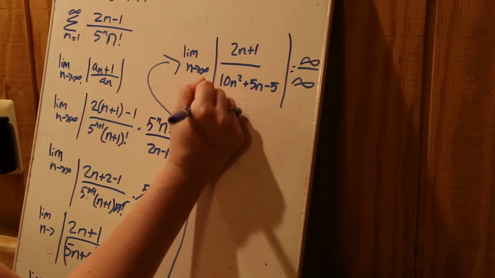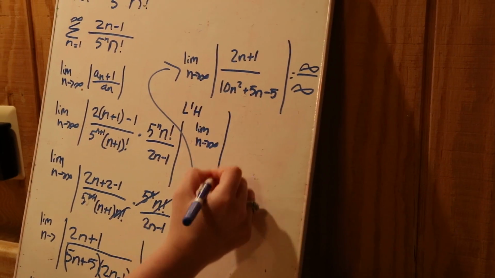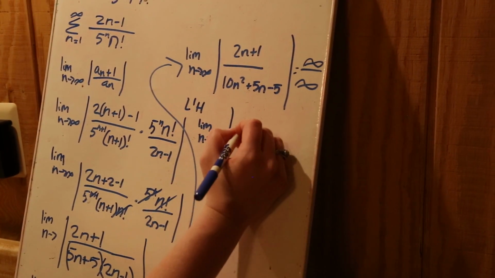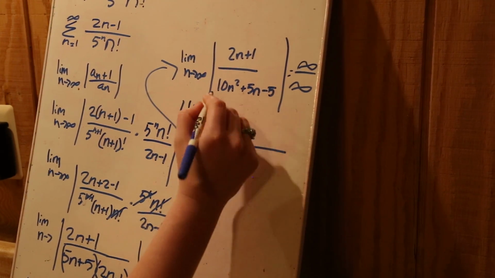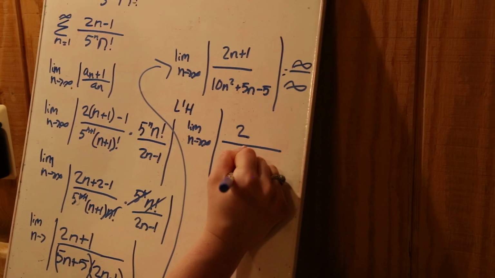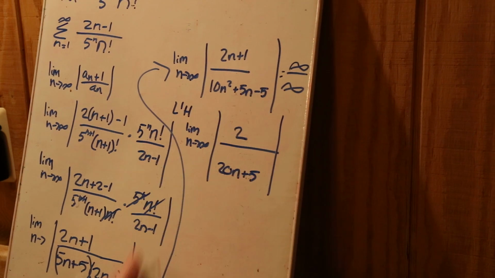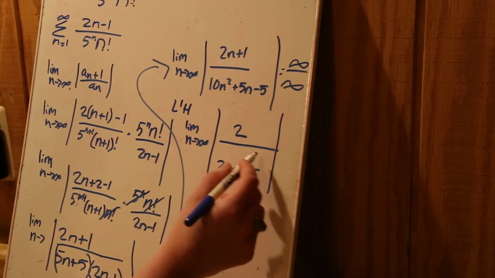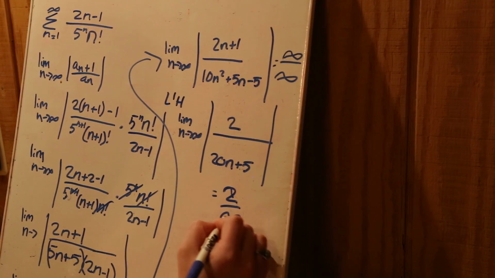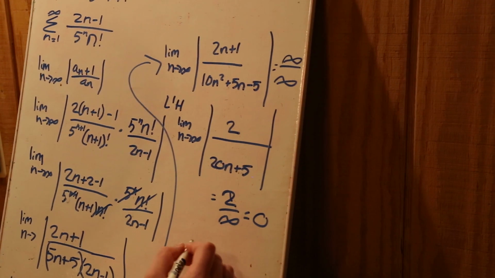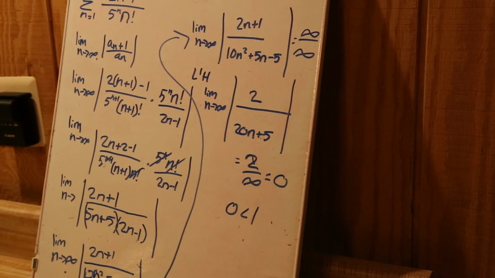So L'Hopital's, take the limit as n approaches infinity, the absolute value, and take the derivative of 2n + 1, which is just 2, all over 20n + 5. And then that drops. So now we get 2 over infinity, which is equal to 0. And 0 is less than 1, so by the ratio test, this series is convergent.